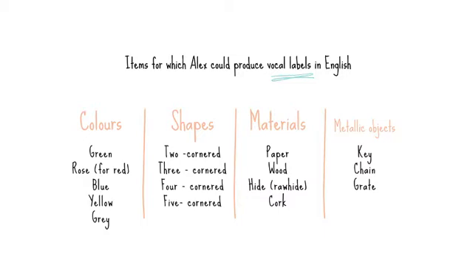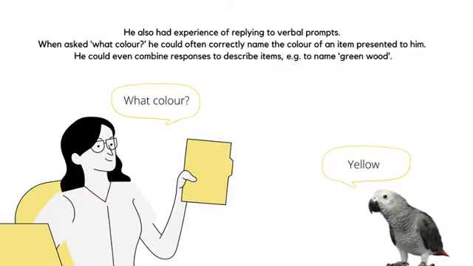So he can already say these things before this study. Okay. Now, he also had experience of replying to verbal prompts. So when asked what color, he could often correctly name the color of an item presented to him. He could even combine responses to describe items. For example, green wood. Okay, so he already understands verbal questions, verbal prompts. He can actually understand it and answer it correctly.